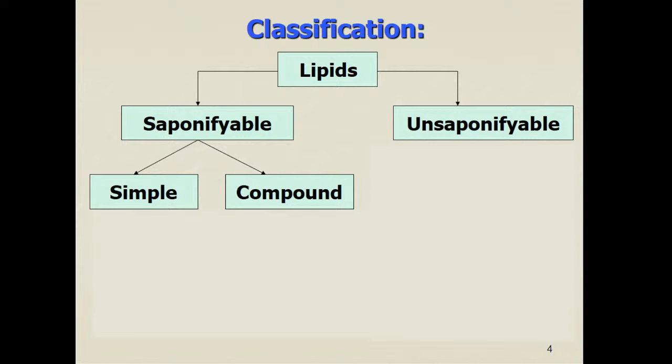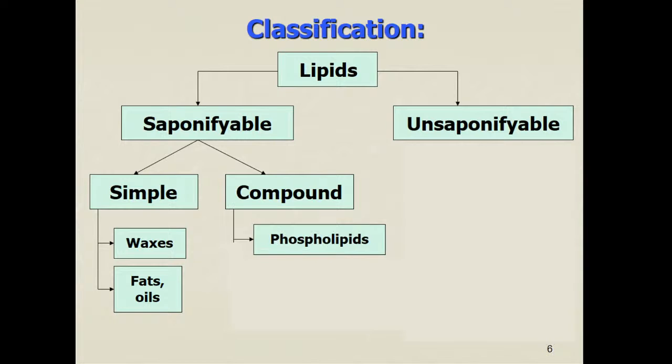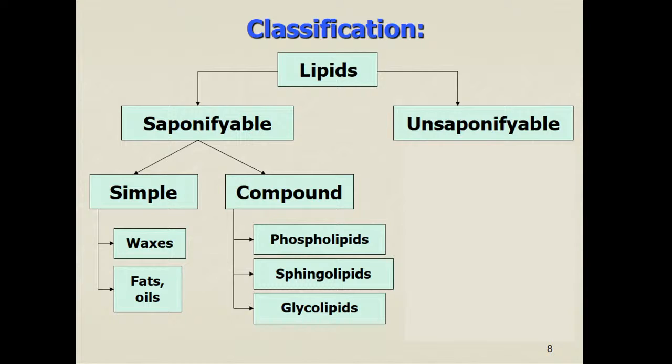Each class then can be classified according to the composition. Saponifiable can be divided into two parts, simple and compound, according to the complexity. Simple lipids consist only of alcohols and fatty acids. According to the nature of alcohol, they can be classified as waxes and fat oils or triglycerides. Only alcohols and fatty acids. Compound lipids consist of something except alcohol and fatty acid, and it can be residual phosphoric acid or sphingosine alcohol. It's an unsaturated amino alcohol with 18 carbons in a chain, and there can be sugars in the structure, glucose, galactose, or oligosaccharides.